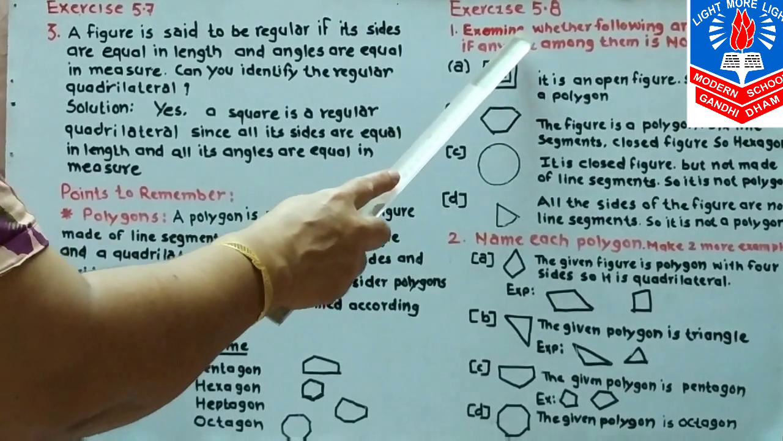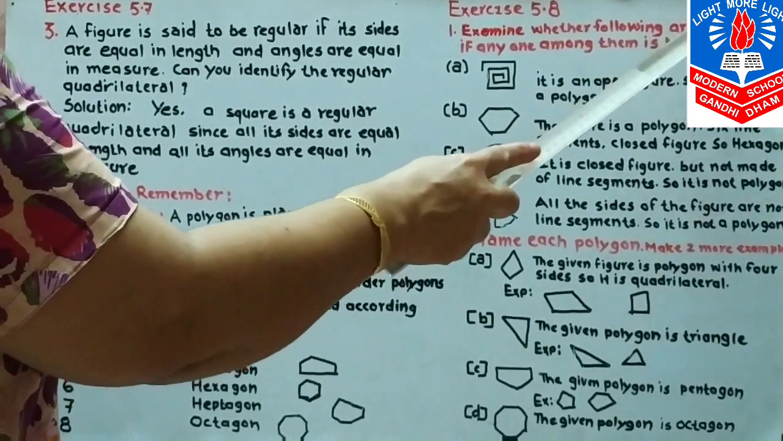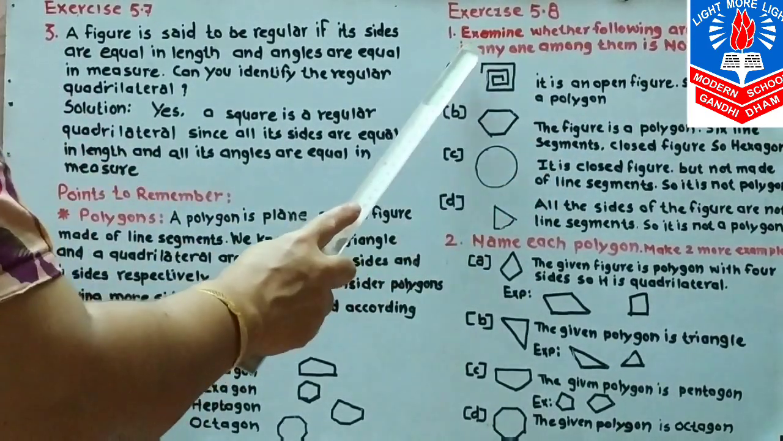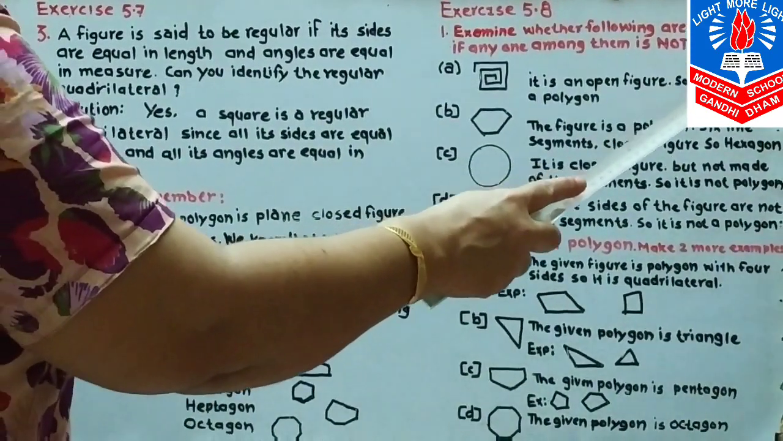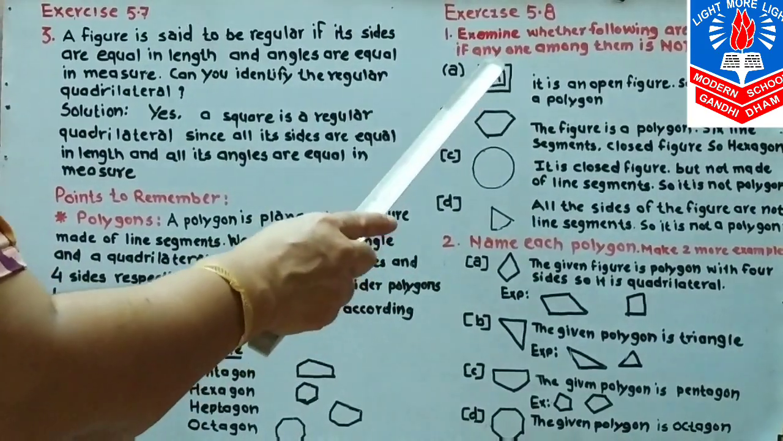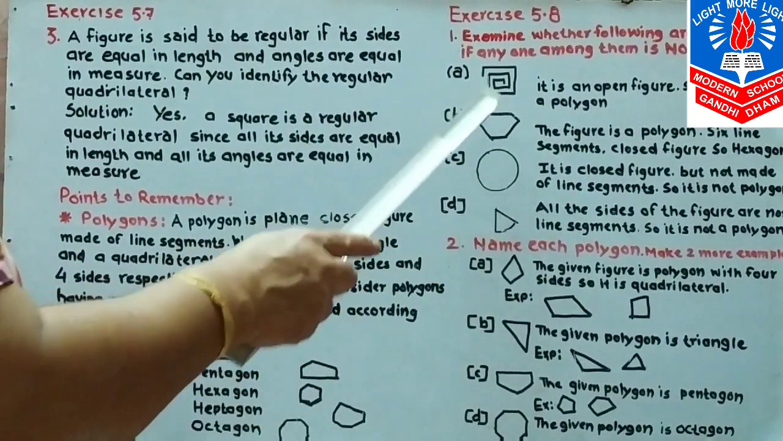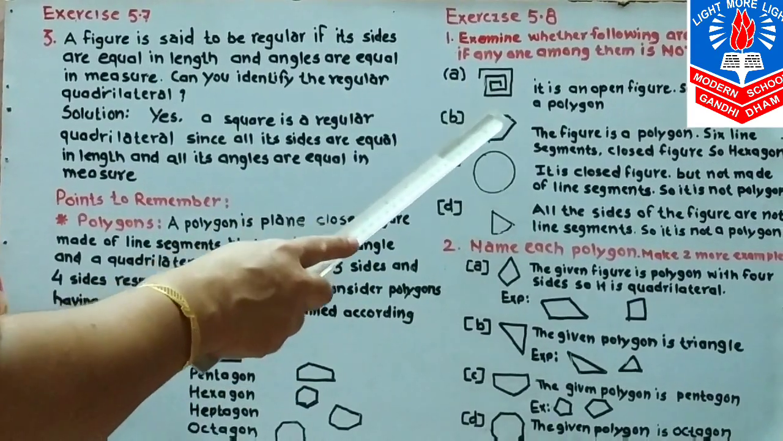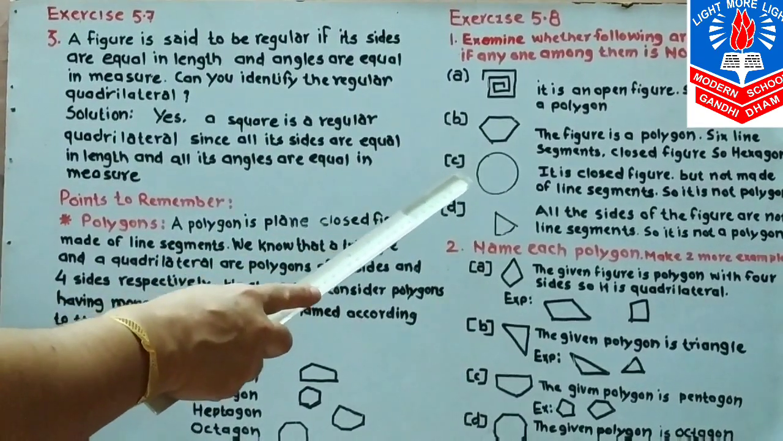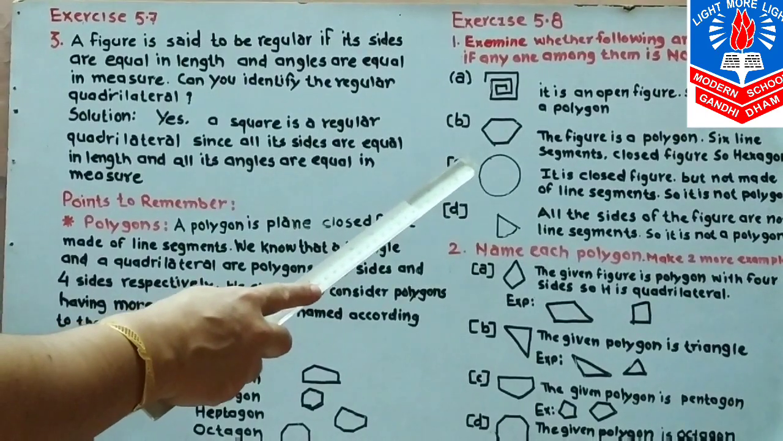5.8. Examine whether the following are polygons. If any one among them is not, say why. Here are all four figures given in your textbook. आपको इसमें से बताना है कौन सा पॉलीगॉन है या नहीं है. नहीं है तो उसका हमें रीजन देना है, why.